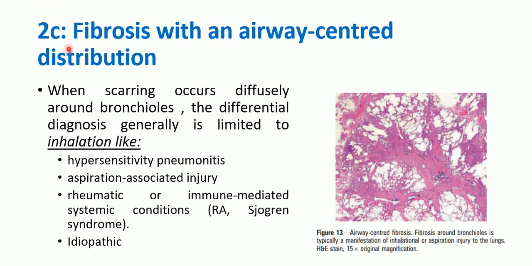Coming to subpattern 2C, which is fibrosis with airway-centered distribution. In this, you can appreciate a bronchiole, and the fibrosis is centered around the bronchiole. So it is mainly seen with inhalational agents which are causing the fibrosis, for example hypersensitivity pneumonitis, aspiration-associated injury, even in rheumatic or immune-mediated systemic conditions, and idiopathic in the majority of the cases. So there is an airway-centered fibrosis which is characteristically seen in this pattern.